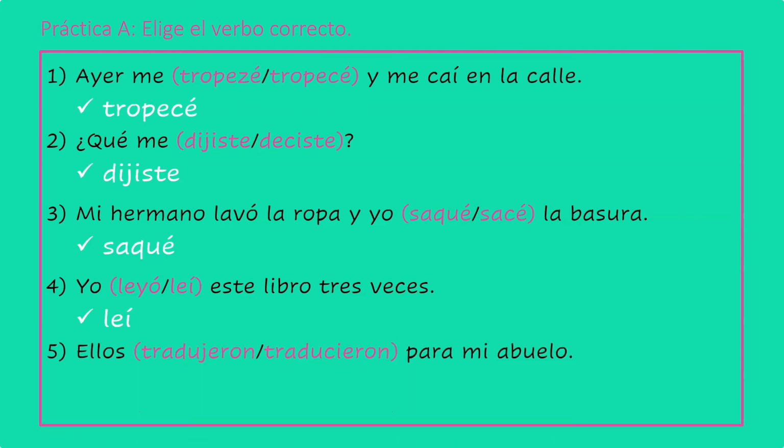Número 5. Ellos tradujeron para mi abuelo. They translated for my grandpa. La respuesta, ellos tradujeron para mi abuelo. Muy bien. En la próxima práctica vamos a traducir algunas oraciones. So we're going to continue to translate a few sentences. I will give you some vocabulary as needed and pause the video if you need more time to think.